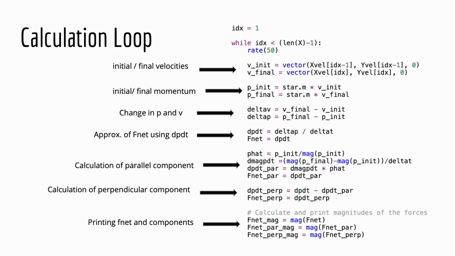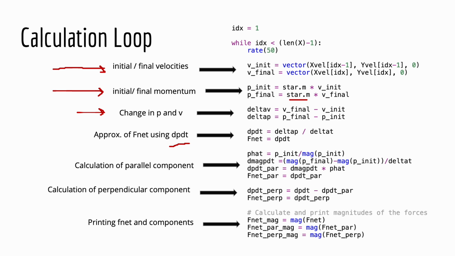In order to find the net force, we first need to know the velocity and momentum of the star over time. So we start with the final and initial velocities here in these lines, which we then use to find the initial and final momentum by multiplying by the star's mass. We then can find the change in p and v using these lines, simply subtracting the initial value from the final value. We can then approximate the net force by using dp/dt, which is the derivative of momentum.